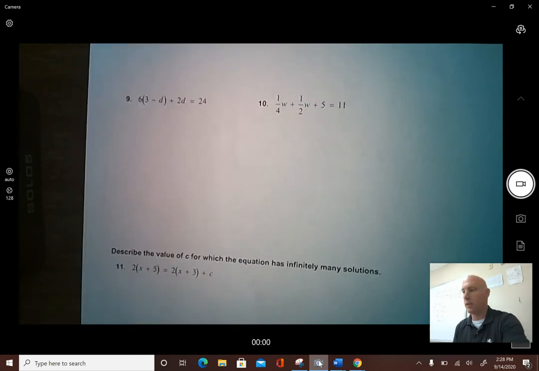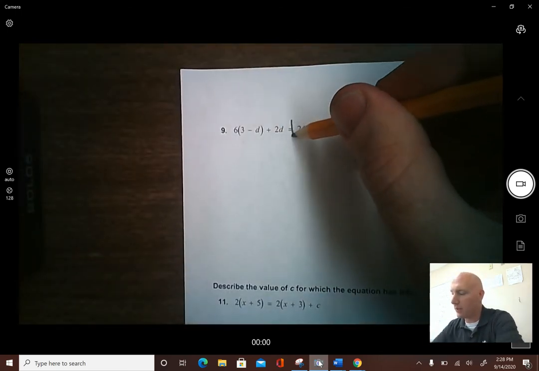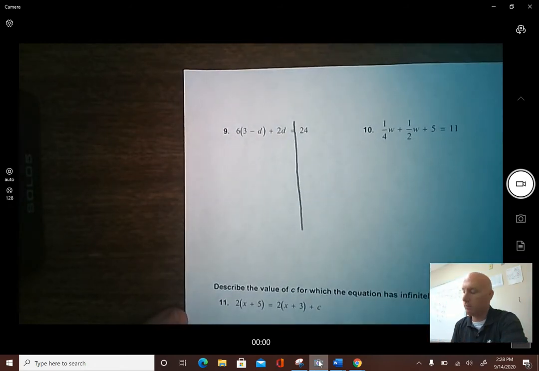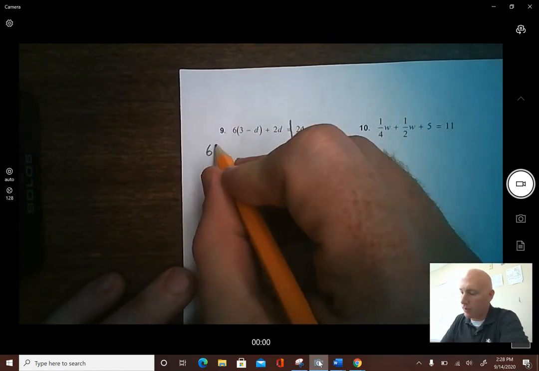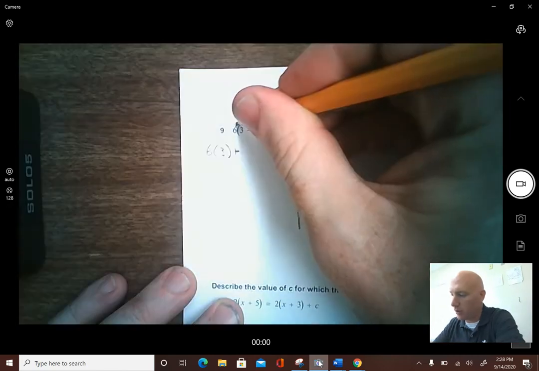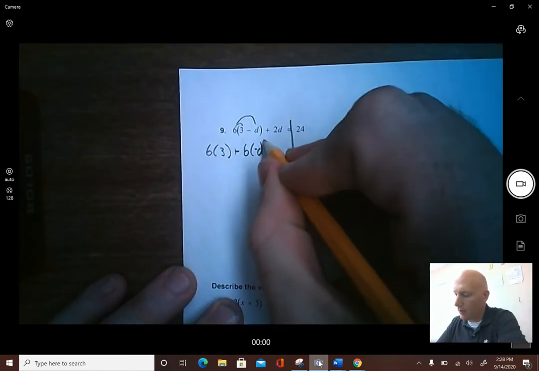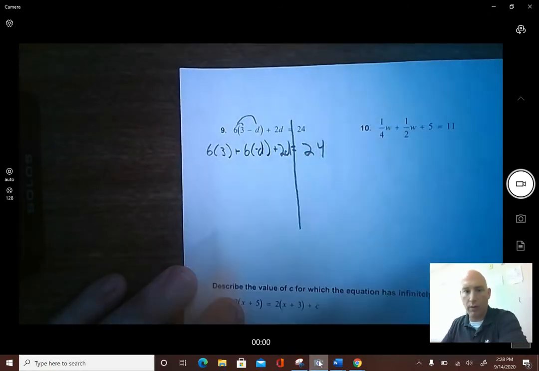So as we look at this, it is the same exact stuff as we've been going through. So I'm going to attack it the same exact way. First step, you look for distribution. I have parentheses, so I know I have distribution. So I know I have 6 times 3 plus, finish our distribution, 6 times negative d plus 2d equals 24.